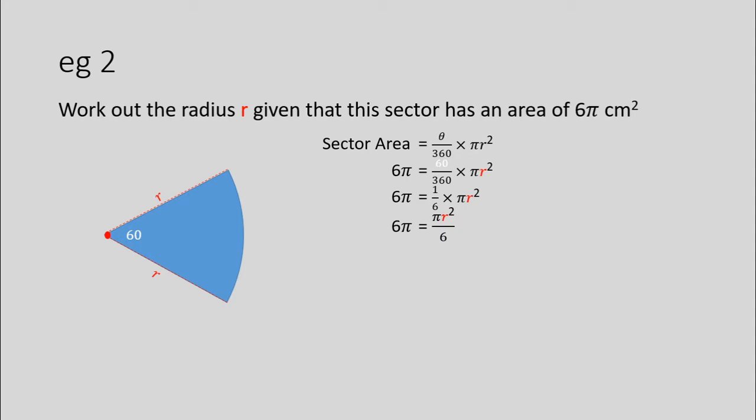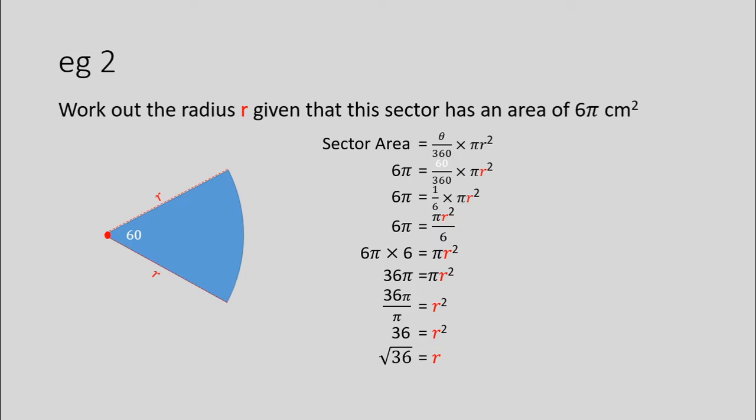I see that it's being squared, multiplied by pi, and divided by 6. So let's move the 6 across and multiply it. Then we'll move the pi across and divide by it. Then we'll get rid of the square, and remember the opposite of square is square root. So 36 pi divided by pi will just be 36, and I'm going to square root 36.